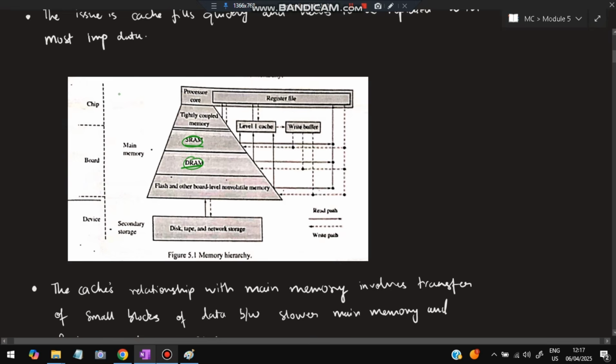Okay, after that comes the chip, which is the cache. Inside the cache we have the most accessed data, which is present in the tightly coupled memory. The processor core has the register files and level 1 cache, and a write buffer is also used there to access data from the main memory. So this is how the memory structure is. As you go up, the size of the memory decreases, but the speed increases. Okay, as we go up.